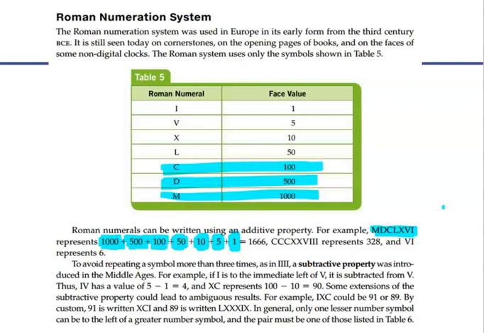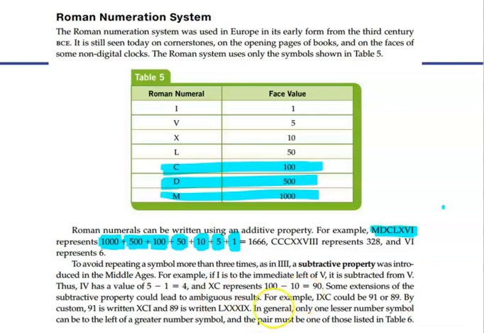All right. It's not quite that simple, as you know. They use a subtraction property, but let me not get ahead of myself. So, well, actually, that is what they mention next. To avoid repeating a symbol more than 3 times, as in I, I, I, I, that could be 4, a subtractive property was introduced in the Middle Ages. For example, if I is immediately left of V, it is subtracted from the V so that you have an I and a V to represent 4 instead of I, I, I, I. XC represents 90 and so on.